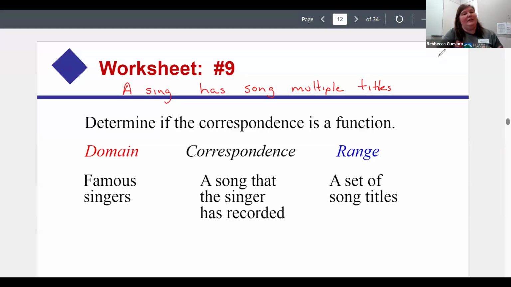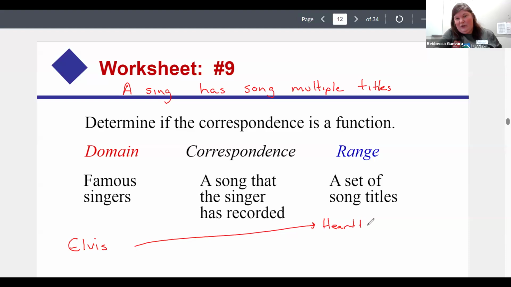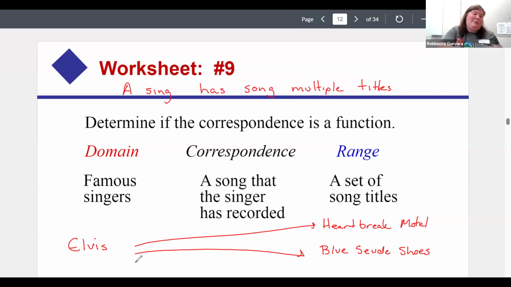All right, so if you think about this one, so the domain of famous singers corresponds to a song that the singer has recorded, and it's a set of titles. So we'll just pick somebody everybody knows about. Elvis. Elvis has recorded many songs. We have Heartbreak Hotel. Elvis also did Blue Suede Shoes. Okay, I can spell suede.